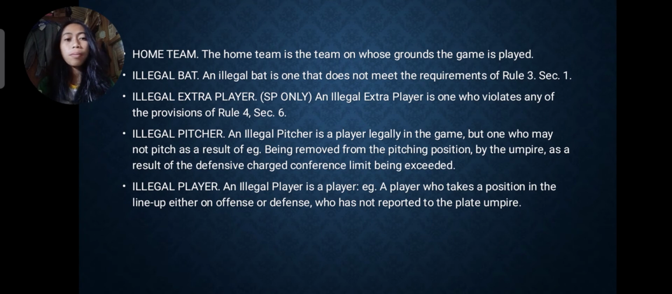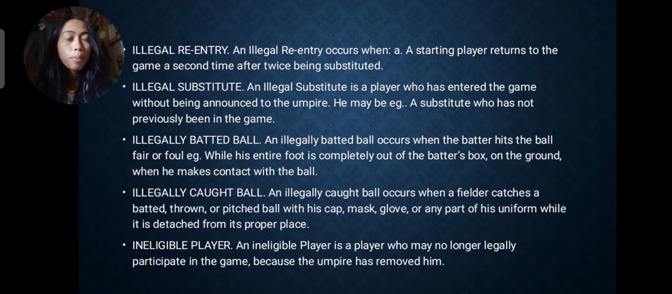An illegal player is a player, example, a player who takes position in the lineup either on offense or defense, who has not reported to the plate umpire. So, dapat ang mga player kapag may mga pagbabago ng decisions, dapat sabihin nila sa umpire, maghingi sila ng approval ng umpire. Tapos kapag once na hindi nila nasabi or hindi nila na-inform ang umpire, so that will fall into illegal player.